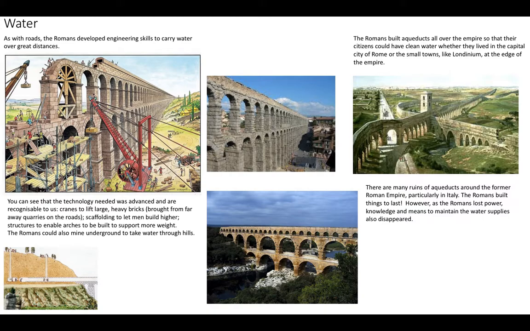Water is another big one. Water is essential for living, and the Romans built these huge aqueducts to allow water to travel from its source to towns and cities. So this is kind of what we'd see as modern day piping. So pause the video there to get something finished about water.